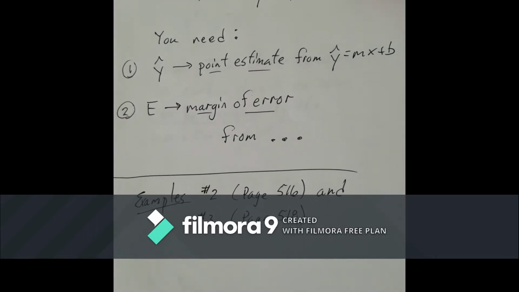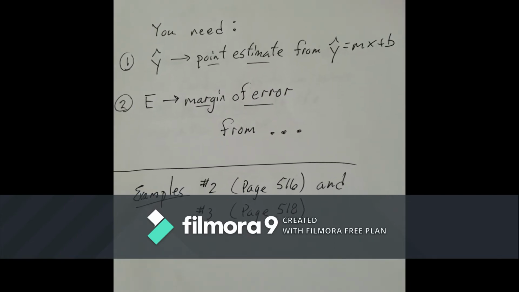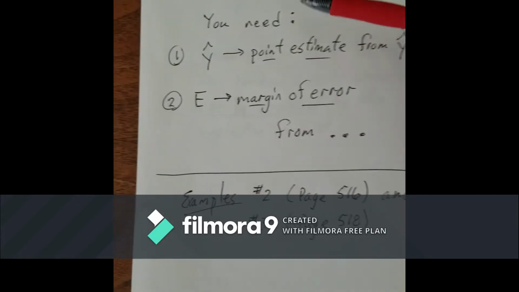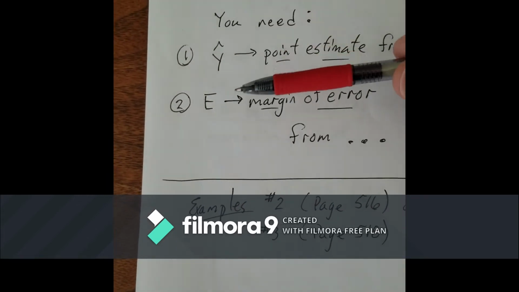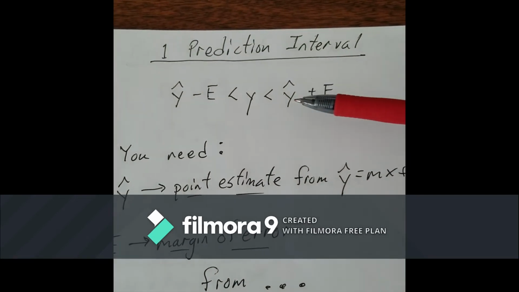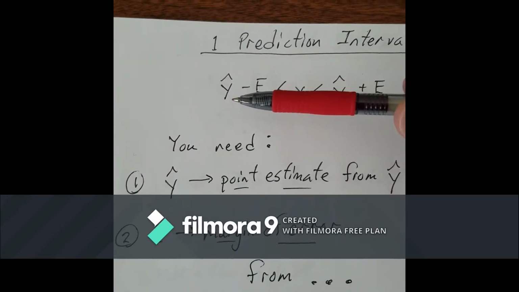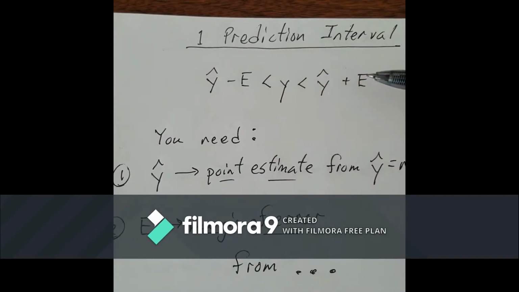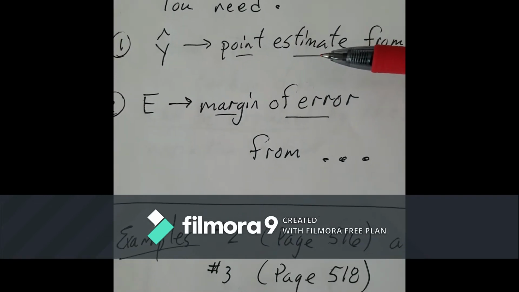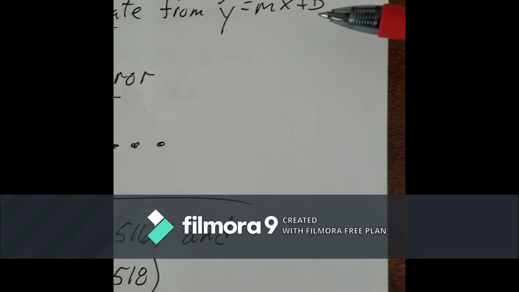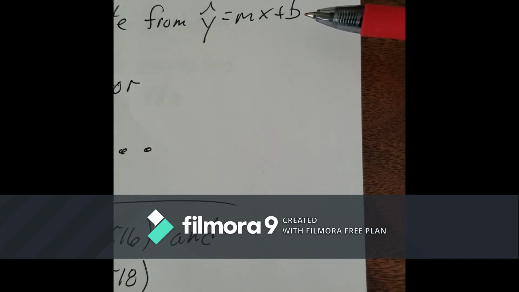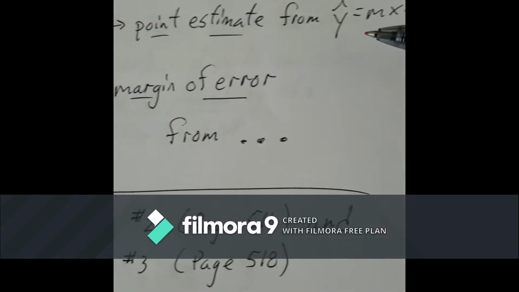The other thing you're going to find is a prediction interval, and they have this in the book. So what you do is you need to find y hat, and you need to find E, because you'll add E to y hat and subtract it from y hat to get the lower and upper bounds of your interval. What is y hat? It's just a point estimate. And what's it from? It's from y equals mx plus b, that LinReg regression equation. We'll do that in a little bit.